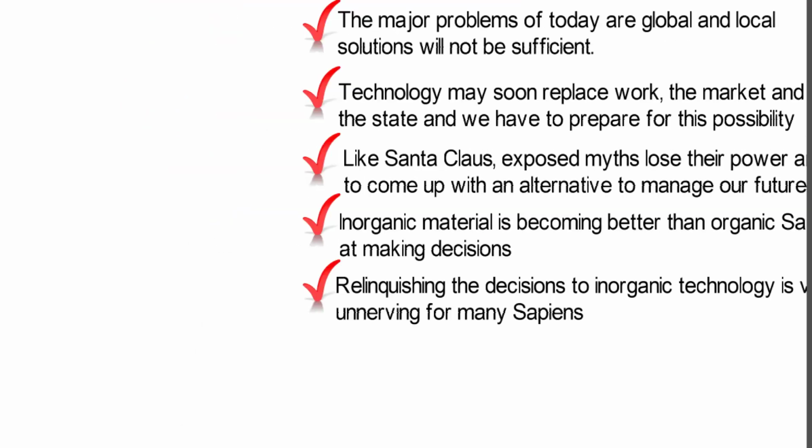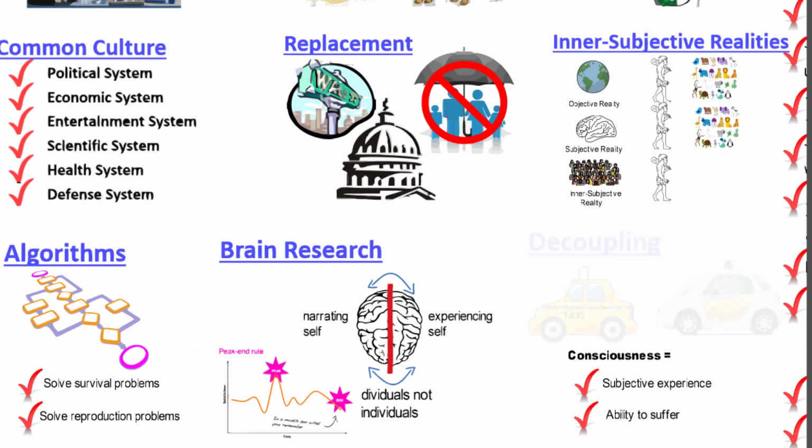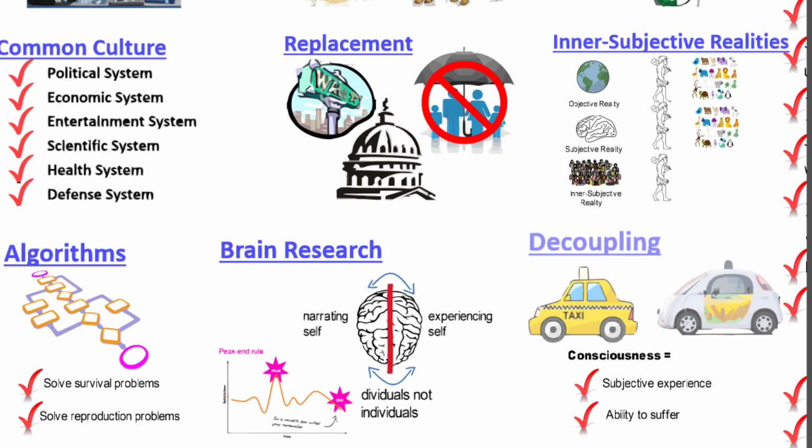Inorganic technology is very unnerving for us because of the way our brain works. Then he talks about decoupling. Okay, he talks about consciousness. He gives it two different definitions: one is subjective experience, and the other is the ability to suffer. We are in the process of decoupling intelligence and consciousness.